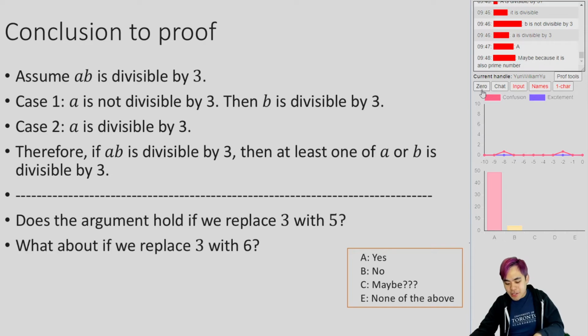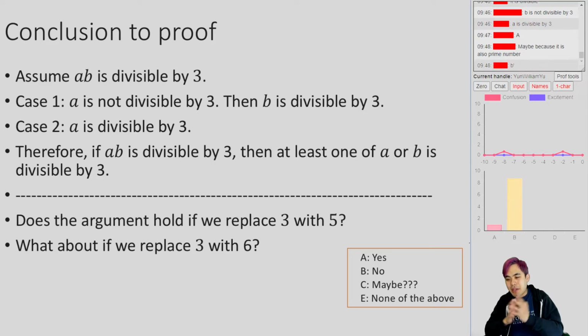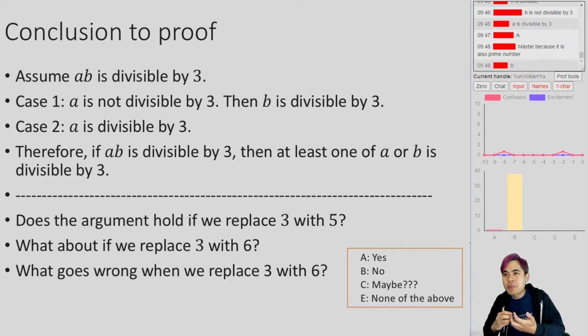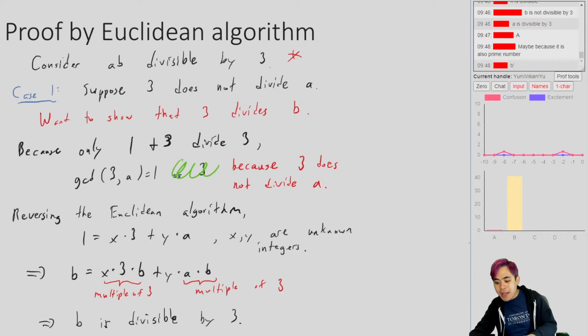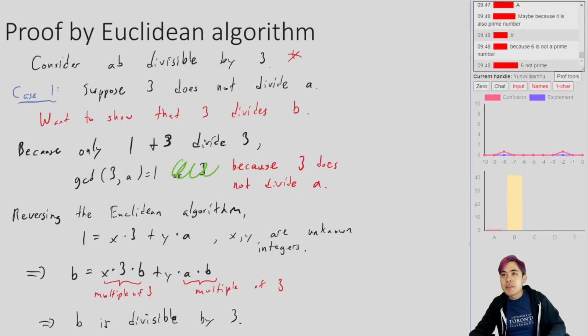So let me zero out the chat again. What if we replace 3 with 6? Does the argument still hold? Okay, I've sort of led off by telling you the punchline: it is indeed true that if you replace 3 with 6, then the argument doesn't hold anymore. But why is that? What goes wrong when we replace 3 with 6? Before people respond in chat, or you can go ahead and respond in chat, I'm going to go back to this slide. Yes, it is because 6 is not prime. But where do things go wrong?